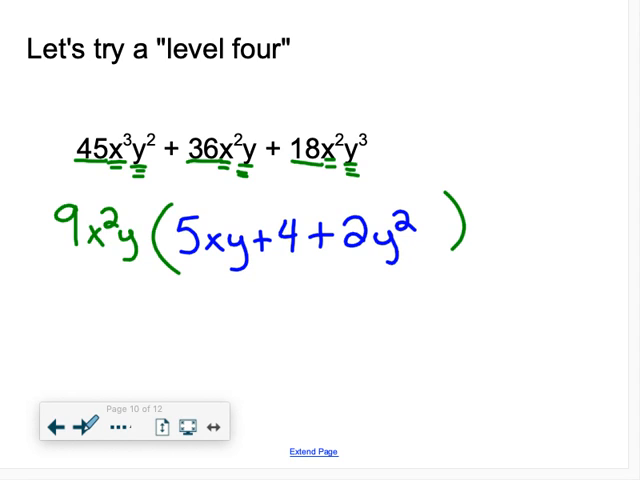So that is it for today's lesson on 8.2, where we are distributing and factoring out a greatest common factor.